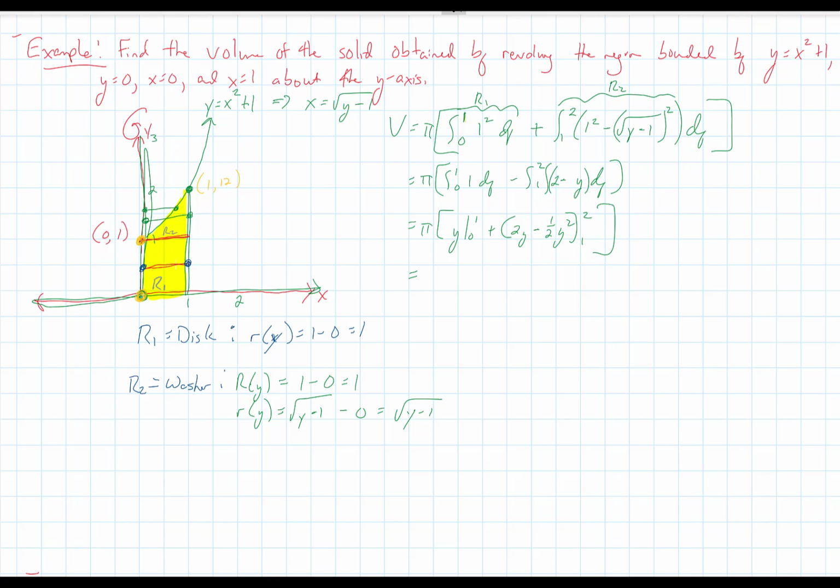And so we do that. Plugging in, we have 1 minus 0 plus 4 minus 2, minus 2 plus 1/2. And so when we do that, we end up with 3 pi over 2 units cubed for the volume.